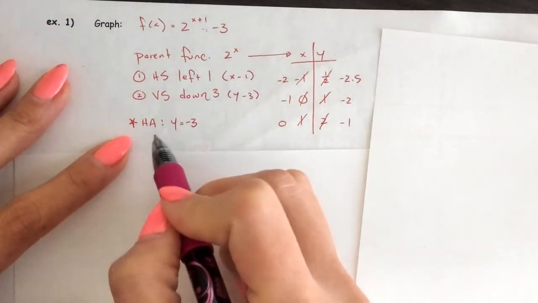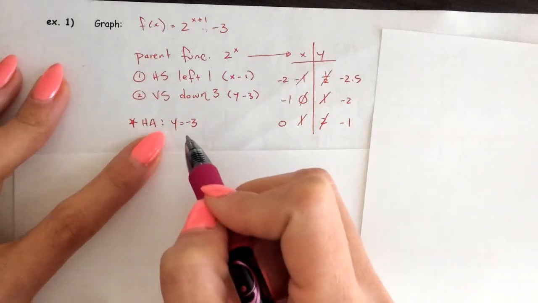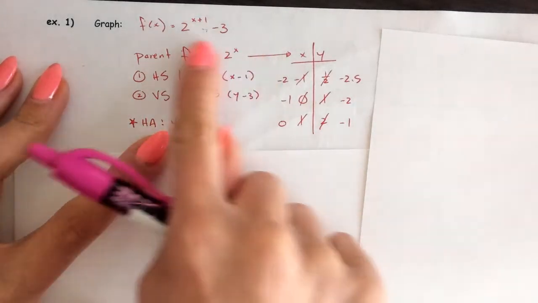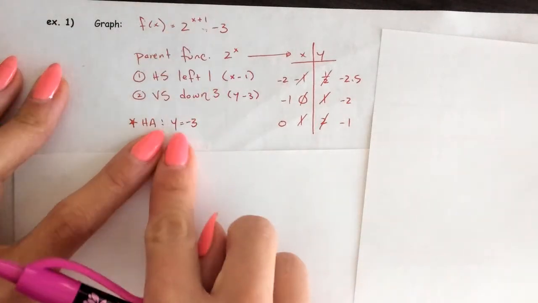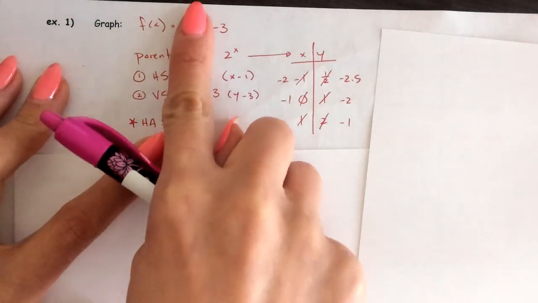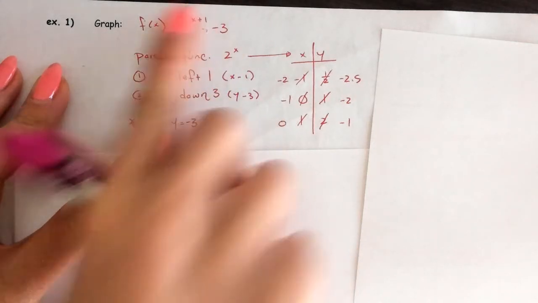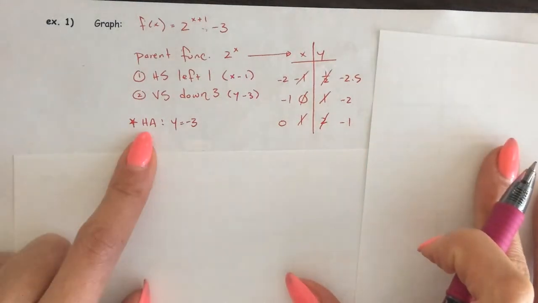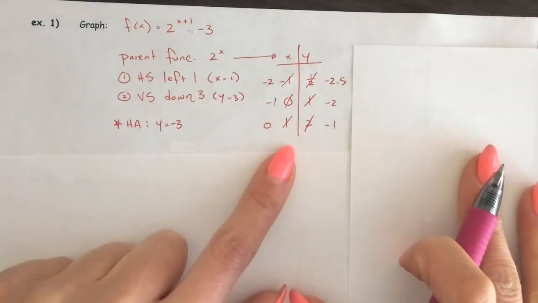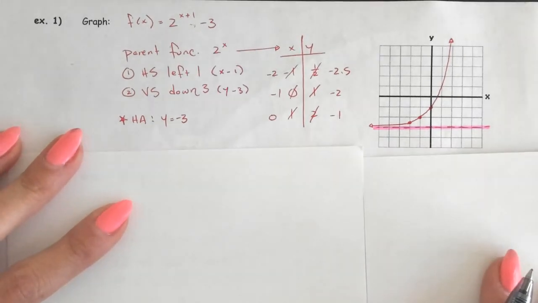Don't forget that you always have a horizontal asymptote, and your horizontal asymptote is usually y equals 0. So in this case, this would be y equals 0, but then this would be a downshift of 3, so y equals -3. Okay, so graph your horizontal asymptote first, graph the 3 points, and you should see a nice looking exponential graph.